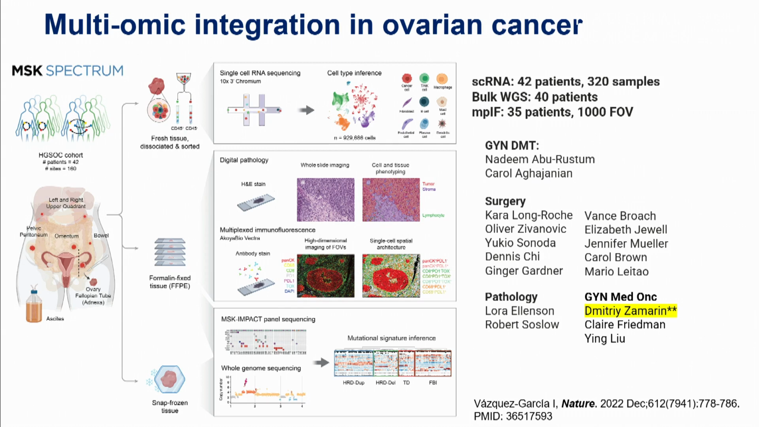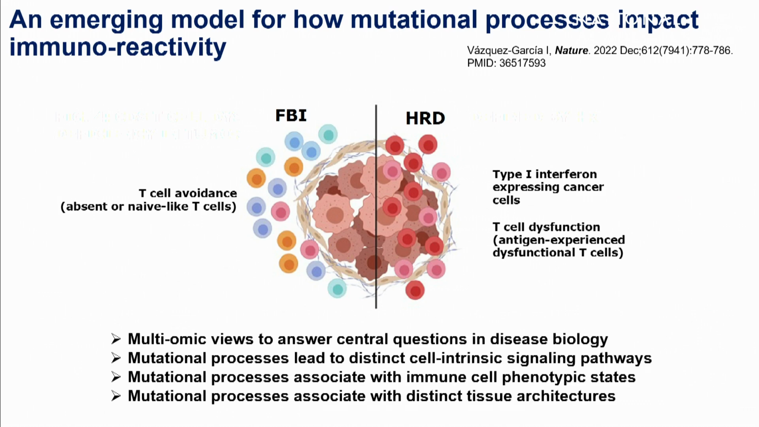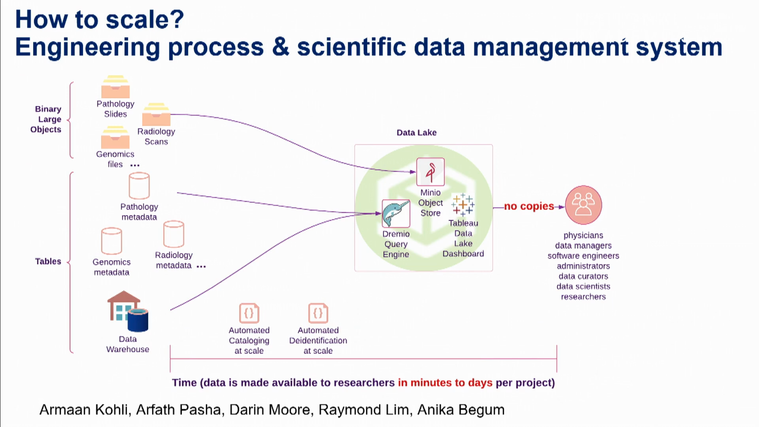We bring the data together and we get a picture that really tells us something, that the underlying mutational process of this disease has a major bearing on the immune phenotypes that are present. So without going into more detail, the paper's published, you can read it. But the first point is the one that I wanted to say, that multi-omic views are really central to answer questions about disease biology. So how do we do this? And I'm going to be wrapping up very soon.